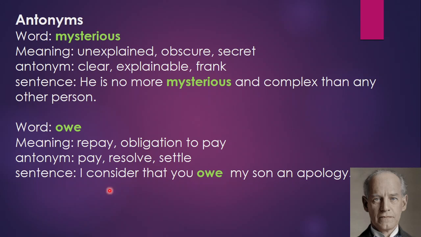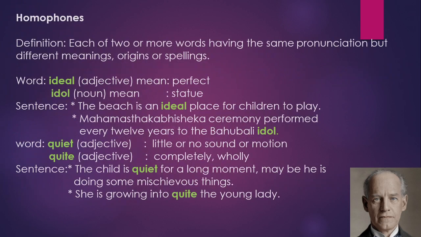In a sentence: I consider that you owe my son an apology, an abstract apology, because you did some mistake, so you have to ask for an apology. That is repaying, in the form of things, currency, or abstract things like this. Next one, and very important, homophones, or we can call them the words often confused.